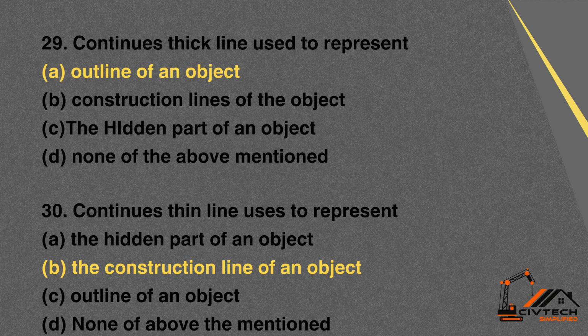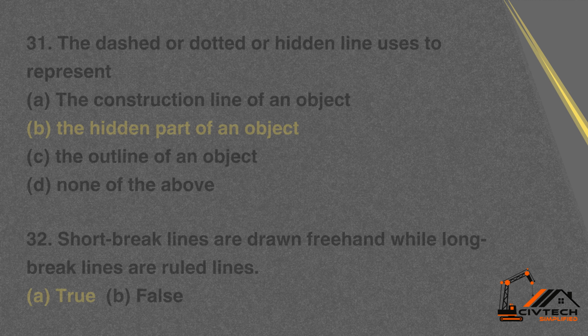30. Continuous thin line is used to represent A. The hidden part of an object, B. The construction line of an object, C. Outline of an object, D. None of the above mentioned. Correct option, B. The construction line of an object.